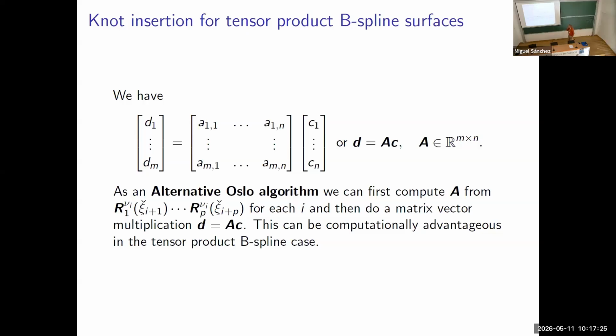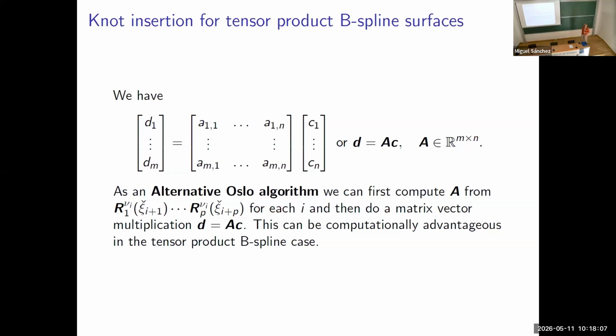This was always in the 80s. There was a big discussion: what is the most efficient, to use the Boehm algorithm, inserting one knot at a time, or to use the Oslo algorithm to insert all the knots simultaneously? And we had big discussions about that, for example at conferences in Oberwolfach on curves and surfaces, at Barnhill. And so the result is that, for univariate splines, usually Boehm is better.